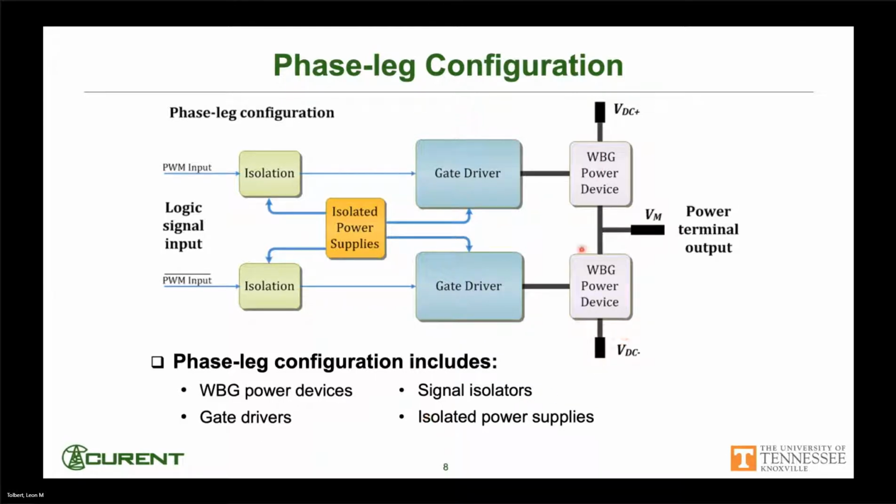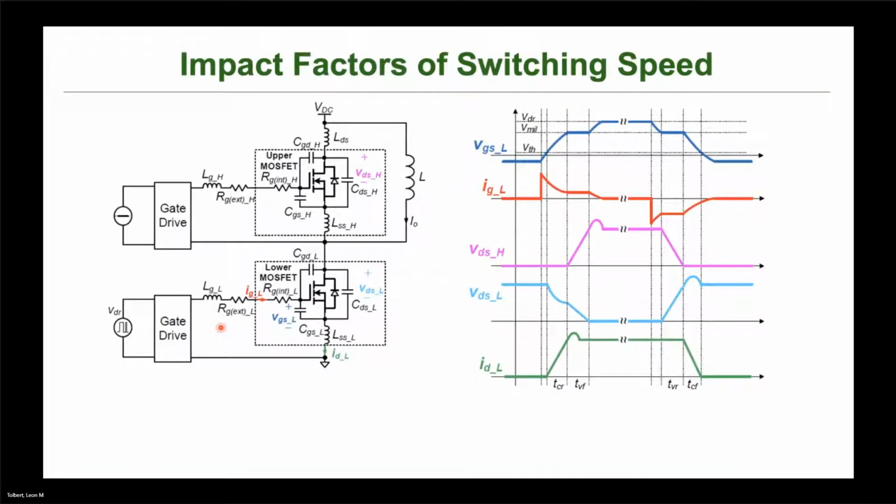A lot of people in power electronics just worry about the main power circuit, but as you can see, it involves quite a bit of other things that we need to worry about and work with. So what are some of the things that impact switching speed?